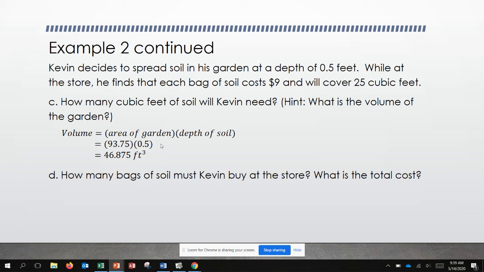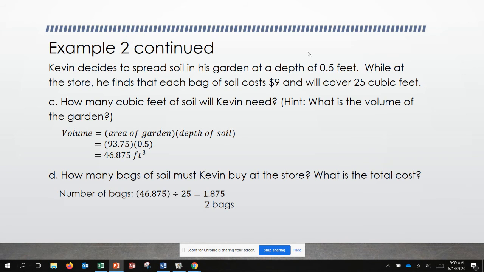Now what we can do is we can use the volume in order to figure out how much soil that Kevin needs to buy. So how many bags of soil must Kevin buy at the store, and what is the total cost? Well, again, we know that each bag covers 25 cubic feet. Okay? So we have to take our cubic feet and divide by 25 to figure out how many we're going to need. Well, that's 1.875. But remember, you can't buy 0.875 worth of a bag of soil at the store. So Kevin's going to have to buy 2 bags of soil at the store.